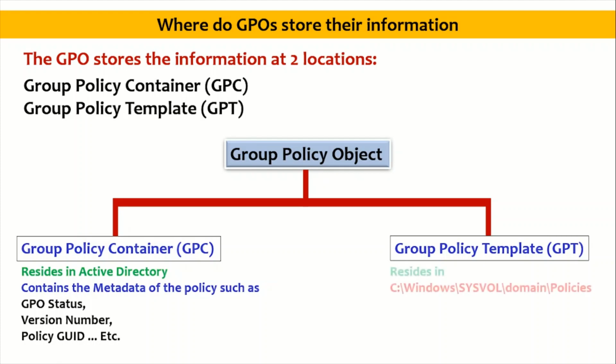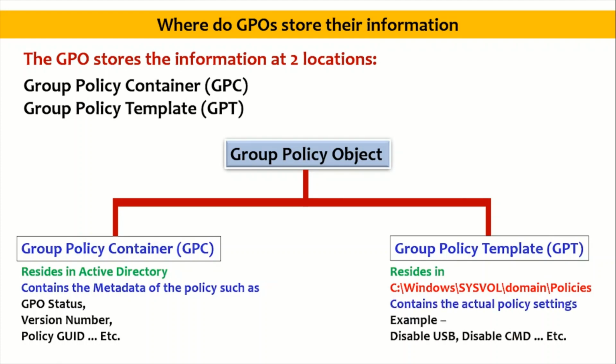Whereas the group policy template resides in C:\Windows\SYSVOL\domain\Policies folder, and it contains the actual policy settings. For example, disable USB, disable the command prompt. Whatever settings we configure will be part of the group policy template, and the metadata of the policy, such as the name of the policy, the status, version number, policy GUID, etc., will be saved in our Active Directory in the group policy container.